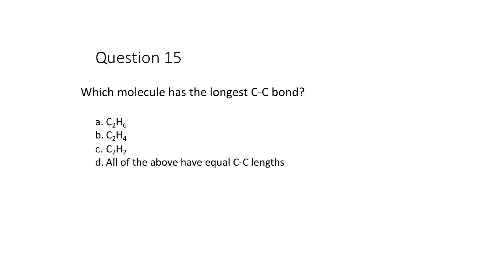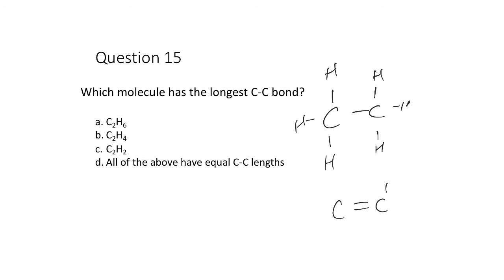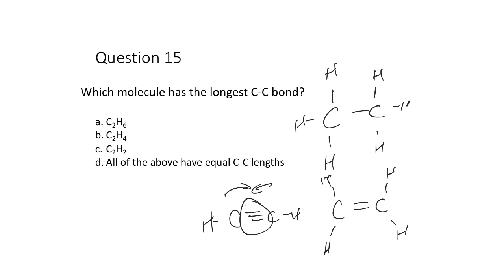Next question, which one has the longest carbon-carbon bond? So we have CH3, CH3 for a single bond. We have the double bond for the next one. And then, of course, the triple bond for the last one. More electrons are going to bring the nuclei together. I think it's pretty easy to understand that the electrons are negative particles. They're going to bring the positively charged nuclei together through having more shared electrons.